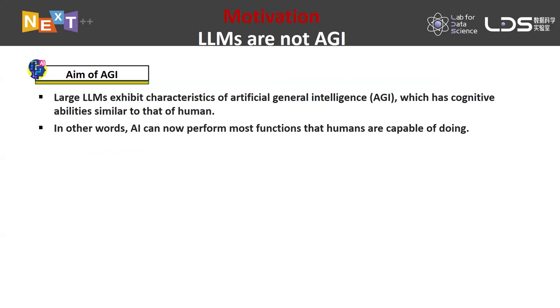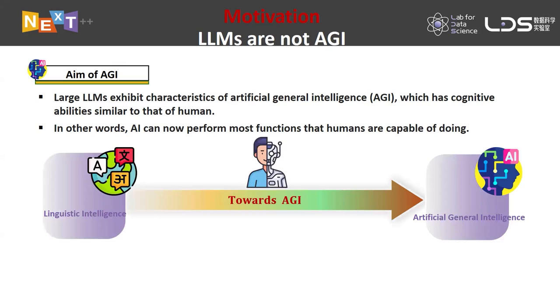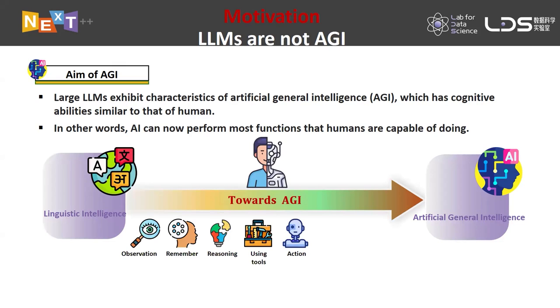Before we dive into the recommendation scenarios, let me highlight something about large language model agents and AGI. Large language models have been considered a promising solution towards AGI, artificial general intelligence, which has cognitive abilities similar to humans, that is, human-like agents. In other words, AGI can now perform most functions that humans can do.